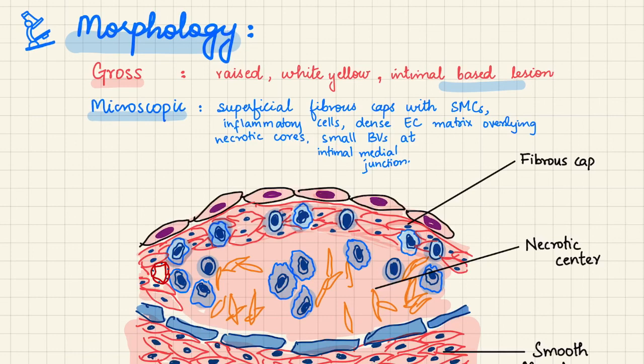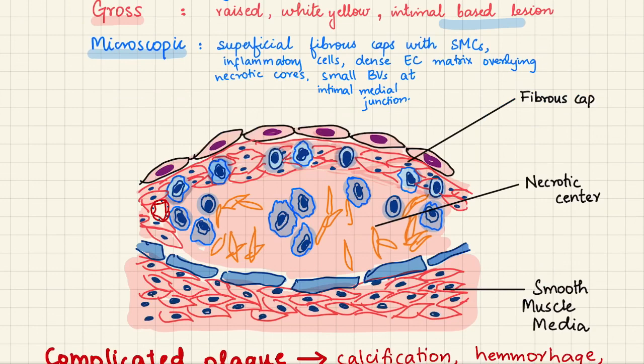The second part is going to be the necrotic center. It is going to have foam cells, lymphocytes, cholesterol crystals, and all the dead cell material, which is the products of the inflammation. And lastly, we're going to have a smooth muscle media, which we do have normally in an arterial wall, but in this case, this smooth muscle will be getting degraded by the inflammatory cells that are present here.